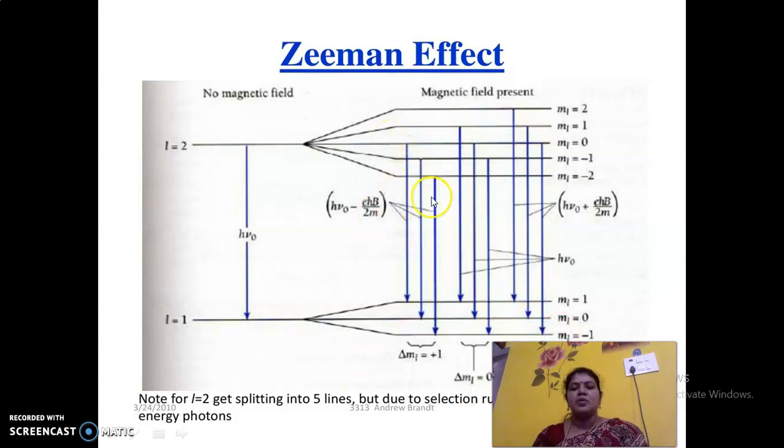What about these 3 transitions? So these are from 0 to 1, -1 to 0 and -2 to -1. So del ML is final minus initial. So it is 1 minus 0 is +1, 0 minus -1 is +1, -1 minus -2 is +1. So these 3 transitions would give rise to a single spectral line of del ML value +1. So this is the normal Zeeman effect.